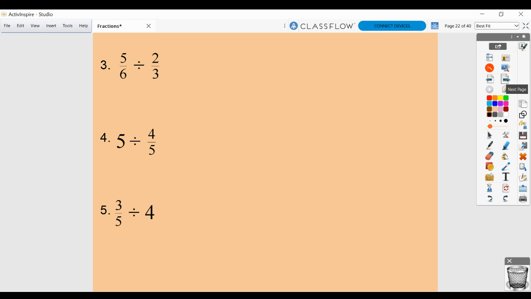Okay, these next three are division. So I'm going to write KCF over here so I can keep, change, flip. So I'm going to keep the first fraction, change it to multiplication, and flip the second fraction.